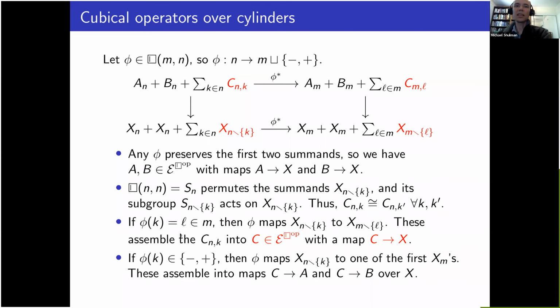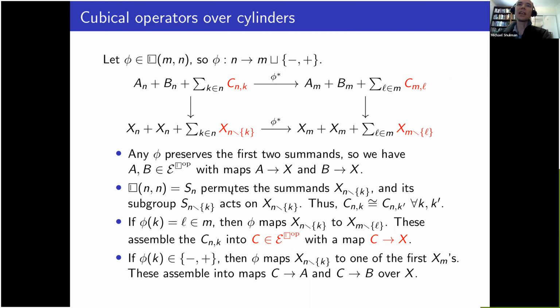And what happens here, maybe I didn't say this very clearly. The cubical operators that act on the C's, from C_nk to some other C at lower dimension or other dimension, there are two possibilities because there's the distinguished dimension K here. It can either map that K to something that lands in M, and in that case it maps this C to another C and assembles into a cubical object, or it can take a boundary and map that K to one of these plus or minuses.